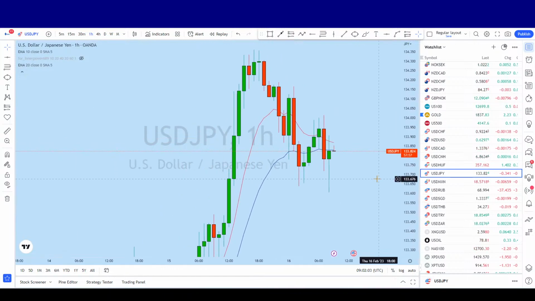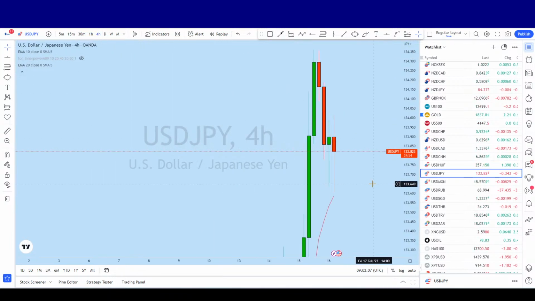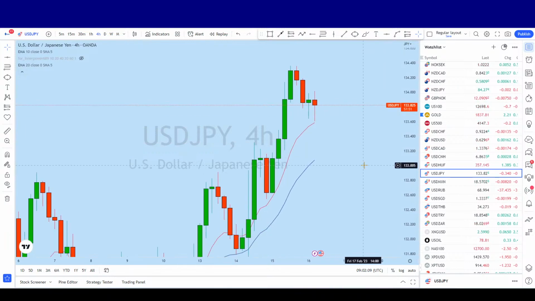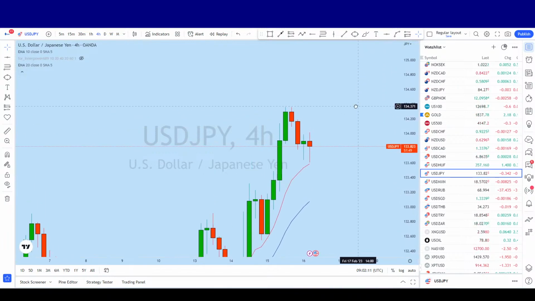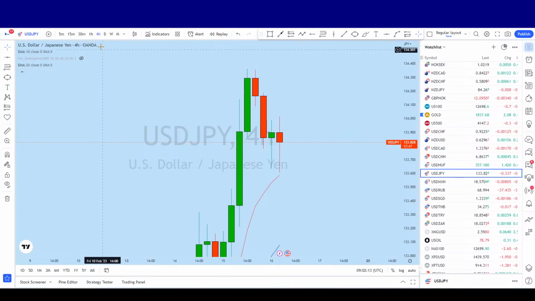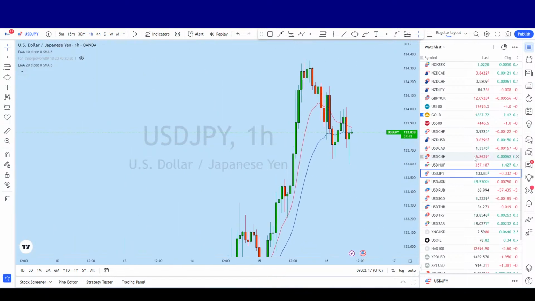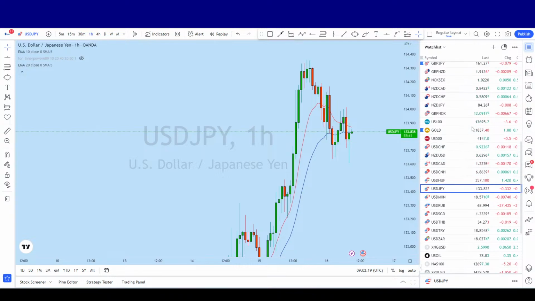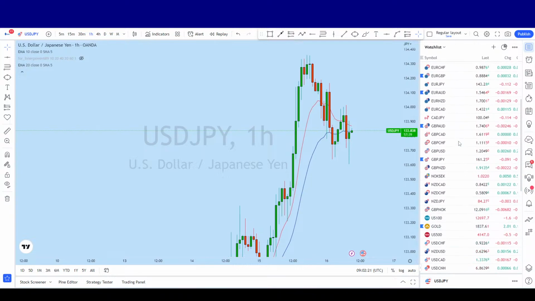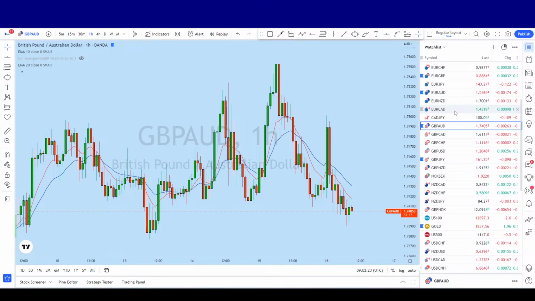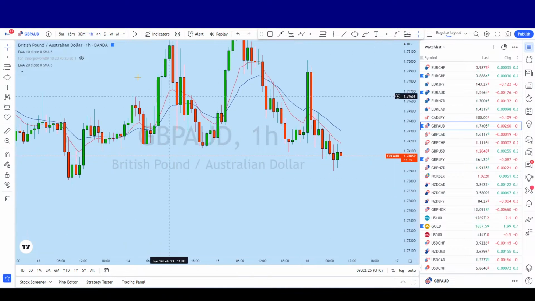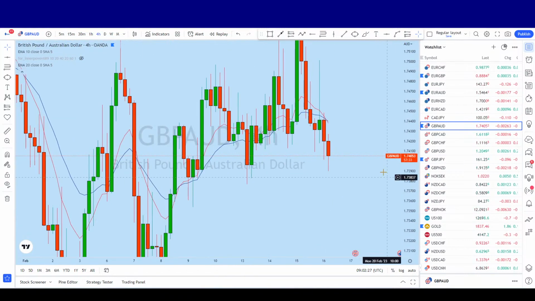Okay, so there is a higher probability for dollar yen to drop. A couple of pairs I was looking at, guys: one is dollar yen, the other one is GBP AUD as well, and Euro AUD.